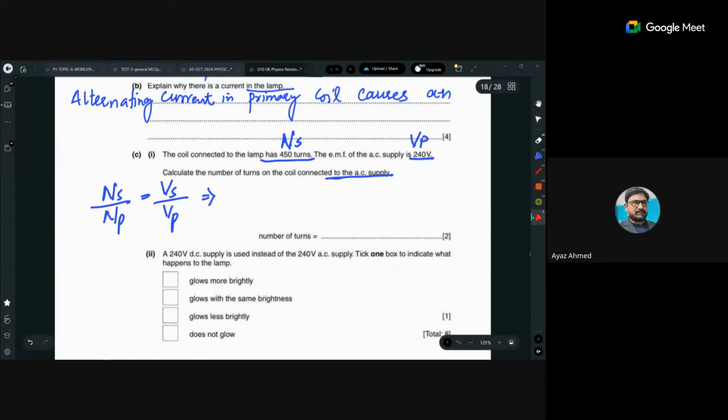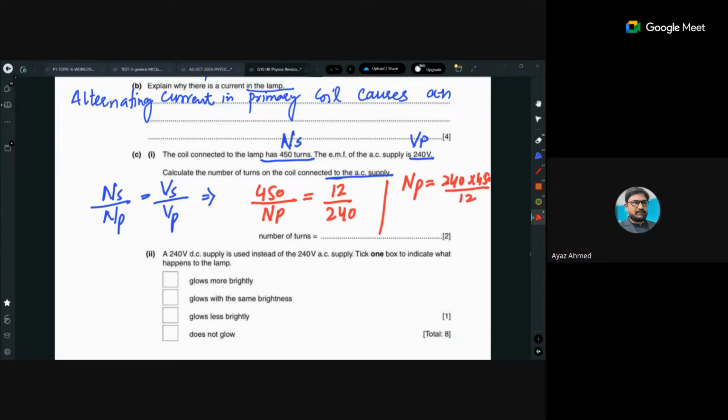Do you remember that equation? The number of turns on the secondary is given as 450. The number of turns on the primary is unknown, so just write it as NP. The secondary coil voltage is 12 volt, because that was given in the first part: a 12 volt lamp is connected. Then the primary is 240. So just calculate it for NP. NP is equal to 240 into 450 divided by 12.